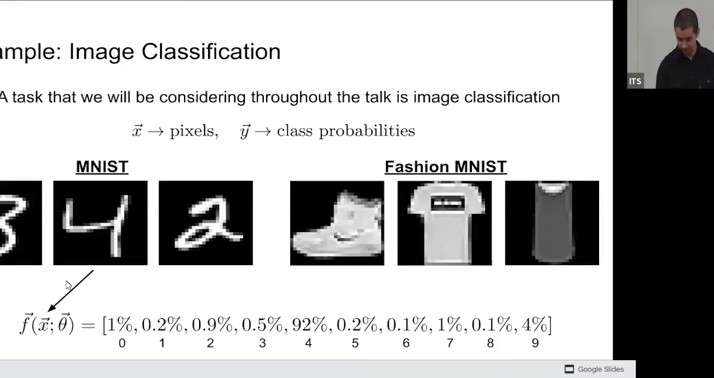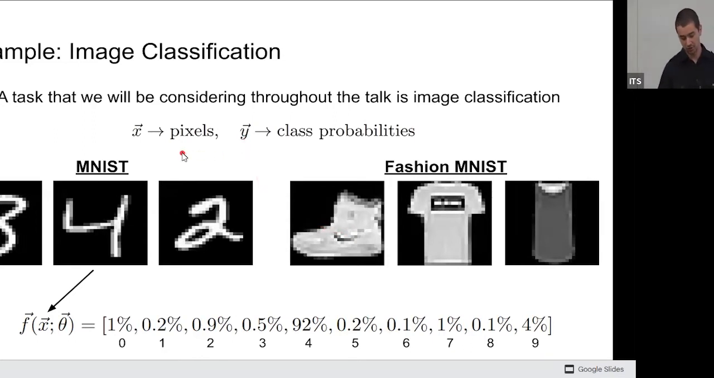Well, just before I go to that, here is an example of the kind of tasks that I'm focusing on, and that's pretty representative of the kind of tasks you often want to do in machine learning. Image classification is a big one. I'm focusing on this. In this case, the features are pixels, so your X vector here is just a bunch of pixels. Your Y's are class probabilities. You have some set of classes. It could be digits. It could be articles of clothing. And you want to get an output that gives you probabilities that your image is one of those classes.